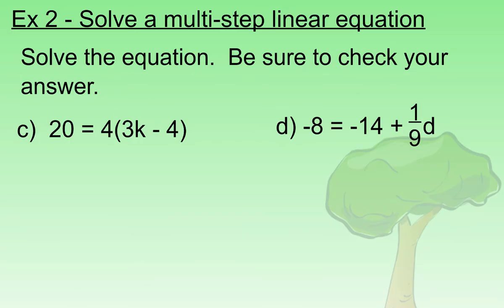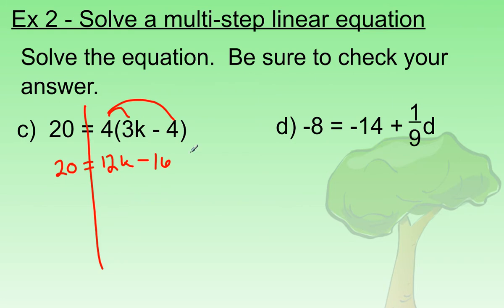Here's 2 more we'll go through together. So letter C. Draw my line down the middle. All right. Can I simplify anything on the left? No, it's just a number 20. There's nothing to simplify there. Can I simplify anything on the right? Yes. I've got these parentheses that if I distribute, the parentheses will be gone, and I can do some more solving. So if I distribute here, it gives me 12k minus, or 4 times negative 4 is negative 16. That is now a little bit simpler.